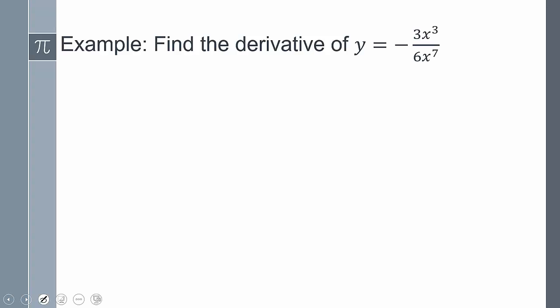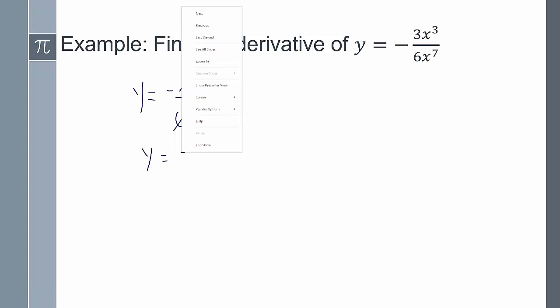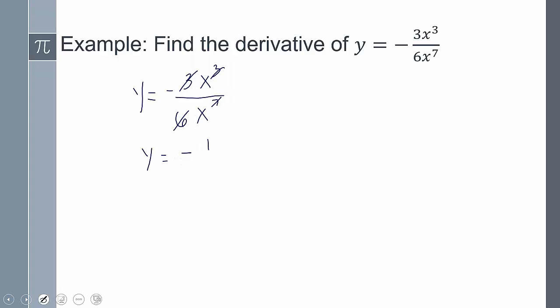In this instance, we're going to have to be able to simplify this. So y equals negative 3x to the 3rd over 6x to the 7th. Those are going to reduce, and so will that. So I'm going to get y equals negative 1 over, now I have a 2 in the denominator, and it's going to be x to the 4th.